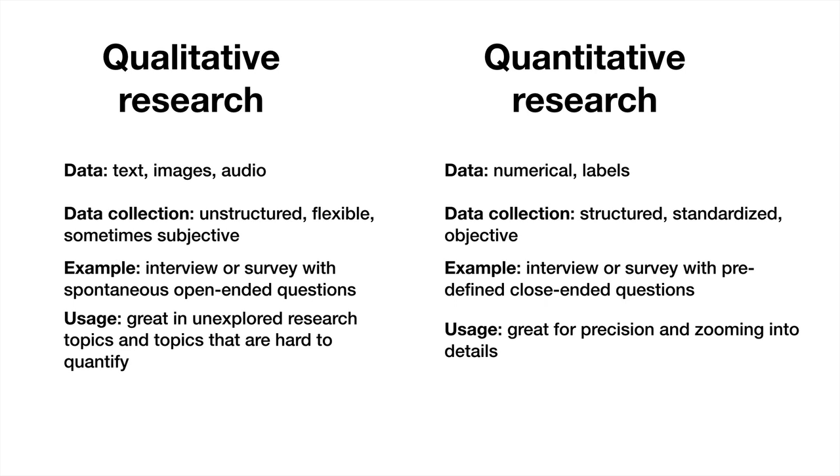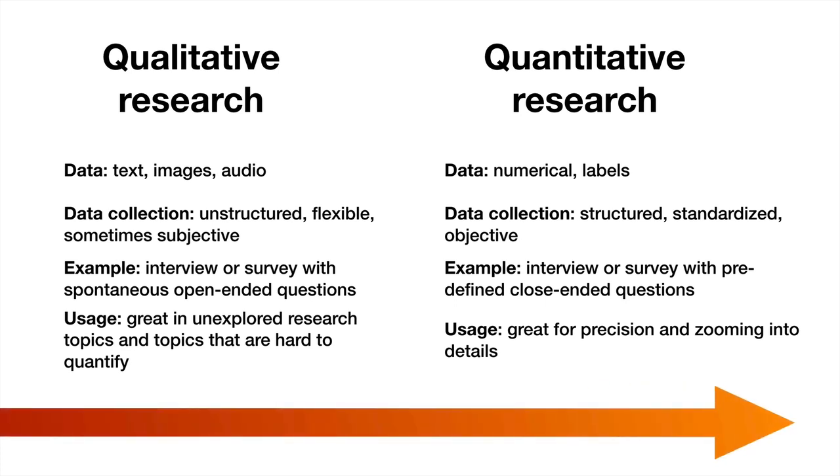A disadvantage of this is, of course, that it can be very subjective, and the results can be heavily influenced by the choices the researcher makes during the data collection. Therefore, as a rule of thumb, in more explored research topics, quantitative research tends to be very popular and widespread because it is great for precision and zooming into details with relatively high objectivity. And because of this, as a rule of thumb, research tends to evolve from more qualitative research towards more quantitative research. As the topic gets more explored, researchers move from qualitative methods to more quantitative methods.